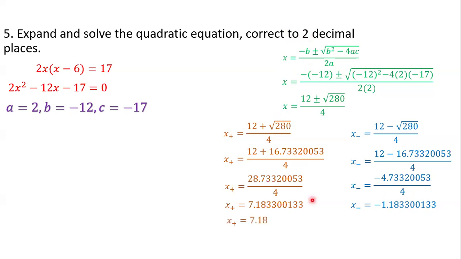But we want our answer correct to 2 decimal places. That means we look at this number. This number is 3 and it's less than 5, so we cannot round up. So we just leave it as 7.18. The same thing is true with this number. This is 3, it's less than 5, so we cannot round up. So x is equal to 7.18, that's x positive. And x negative is equal to negative 1.18. And that's the answer to this particular question.